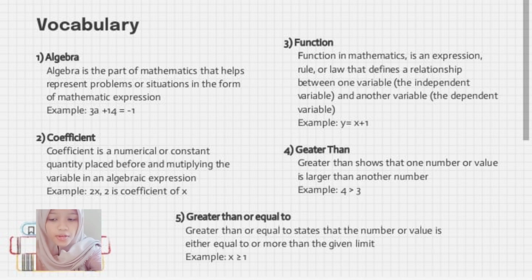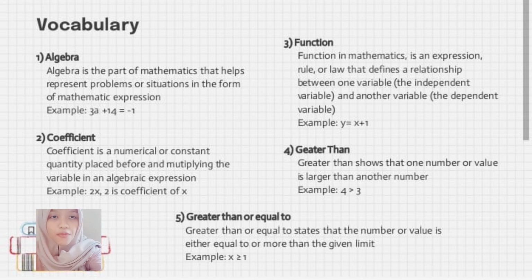Then, the third vocabulary is function. Function in mathematics is an expression, rule, or law that defines a relationship between one variable, the independent variable, and another variable, the dependent variable. Example is y equals x plus 1.